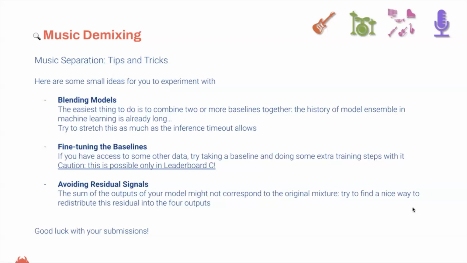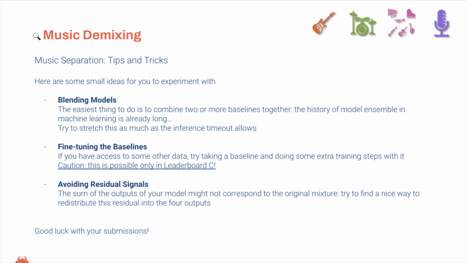Another idea would be to fine-tune the baselines. Of course, if you have access to more data, you don't have to necessarily train from scratch, right? You can just take a baseline which was already trained and fine-tune on your own data. Be careful though, this is allowed only in leaderboard C. So leaderboard A and B are for submissions that are trained exclusively with the datasets that we provide. You cannot use any other data, not even MUSDB18.